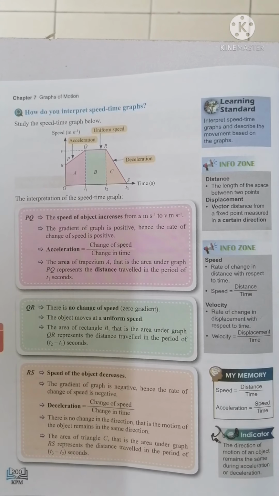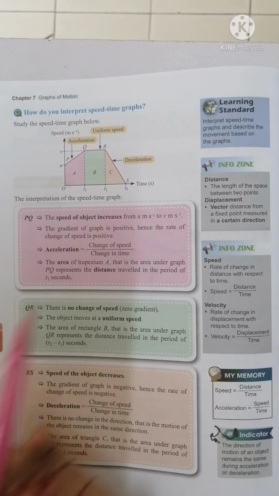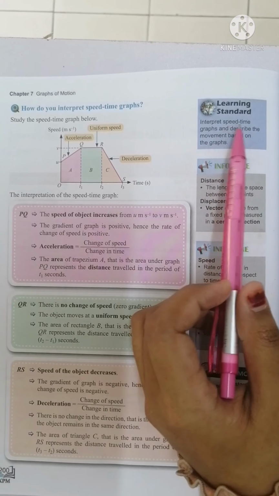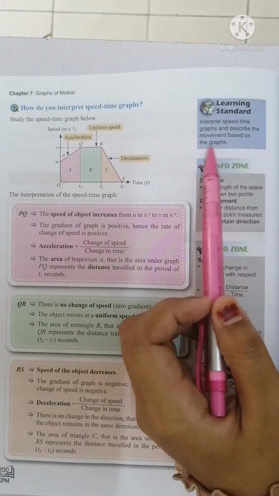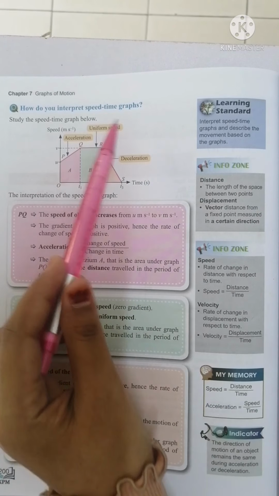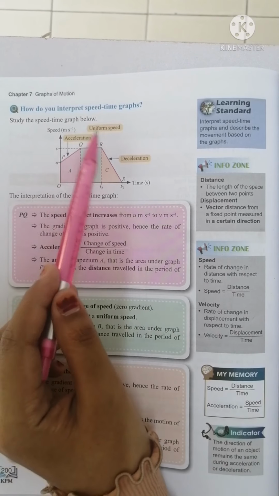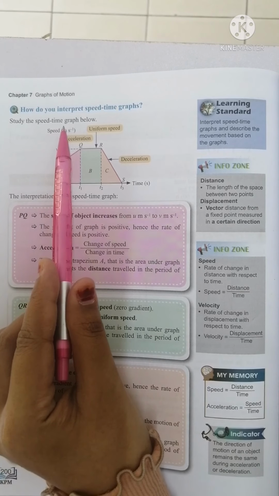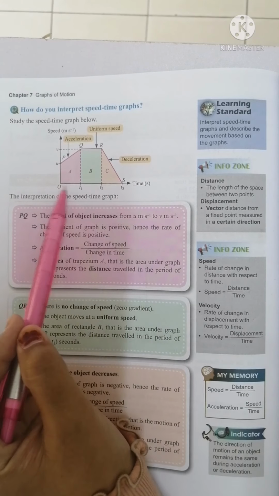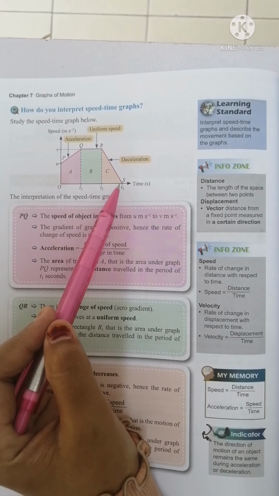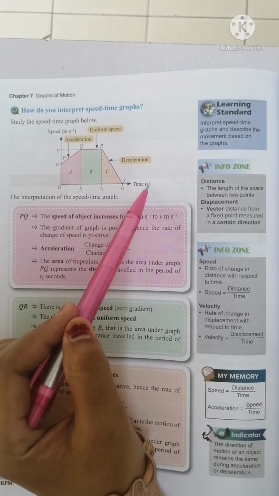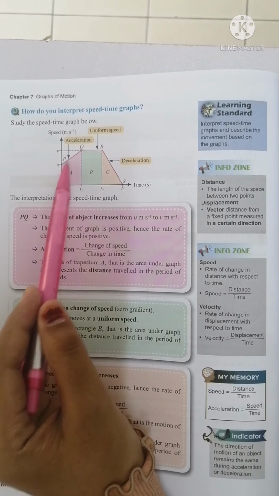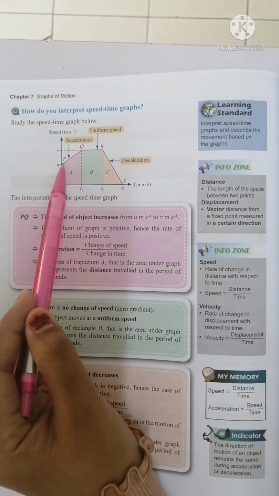Okay class, let's look at our third learning objective, which is how to interpret a speed-time graph and describe the movement based on the graphs. So this is the speed-time graph. If you look at this one, this is speed in meter per second, and the horizontal axis is time in second.